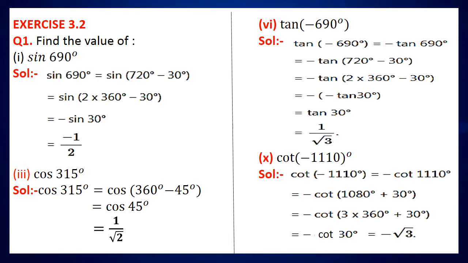Now let's solve the sums of exercise 3.2. First one, find the value of sine 690 degree. Here 690 degree is a large angle.